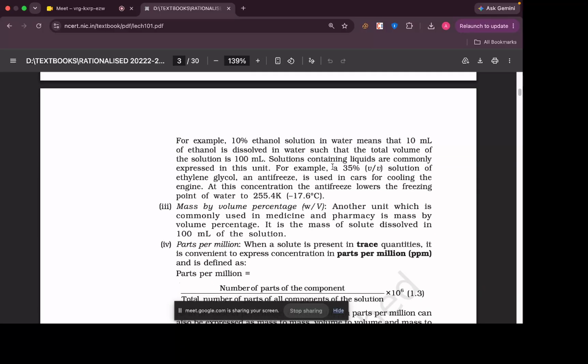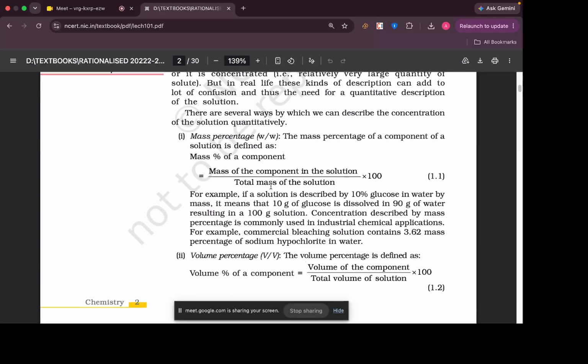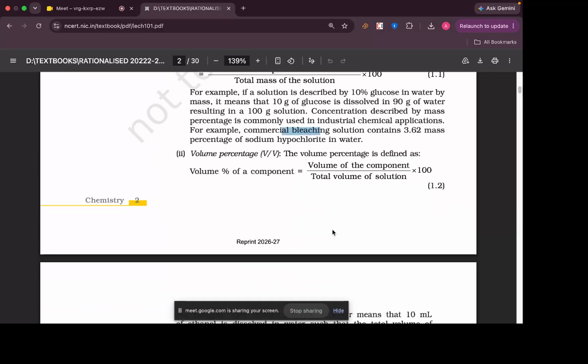Solutions containing liquids are commonly expressed in this unit. For example, a 35% volume by volume solution of ethylene glycol. Now see, this question also comes multiple times. This is a theoretical question. So what I am telling you, remember one example they are giving. Let's say for mass percentage, remember industrial chemical application, bleaching solution.